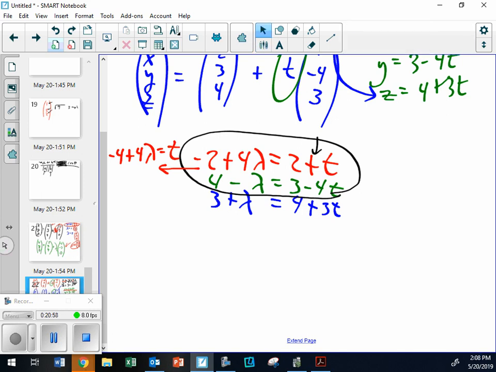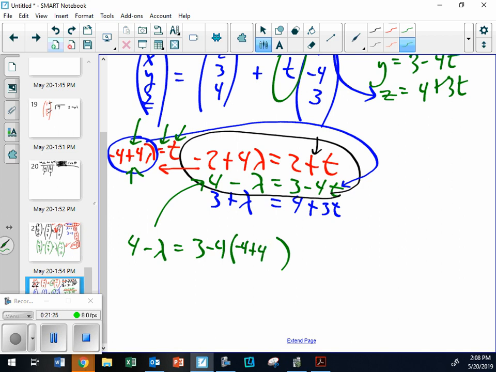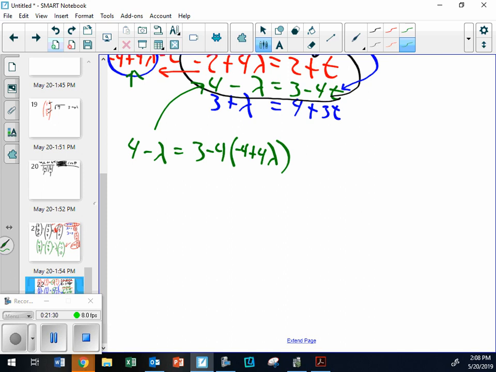Now that it's solved for t, I can put that in to the other equation wherever I see a t. And I see a t right there. So I'm going to pull that green equation out, except I'm going to replace the t with something. And the t was this, because it says t is that. Negative 4 plus 4 lambda. And now, yeah, multiply it all out.